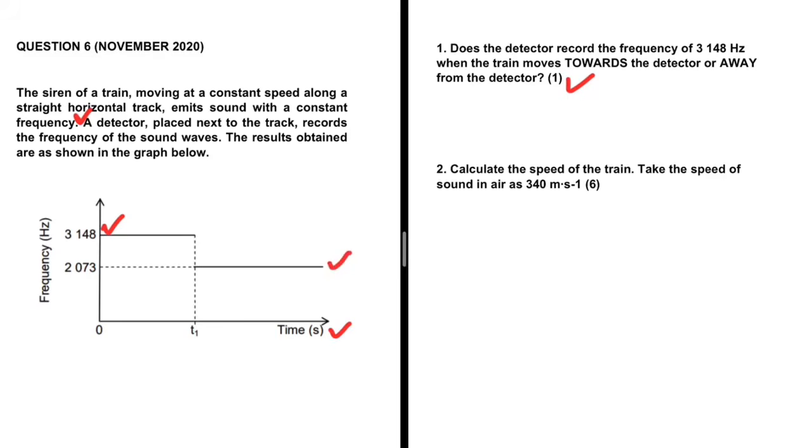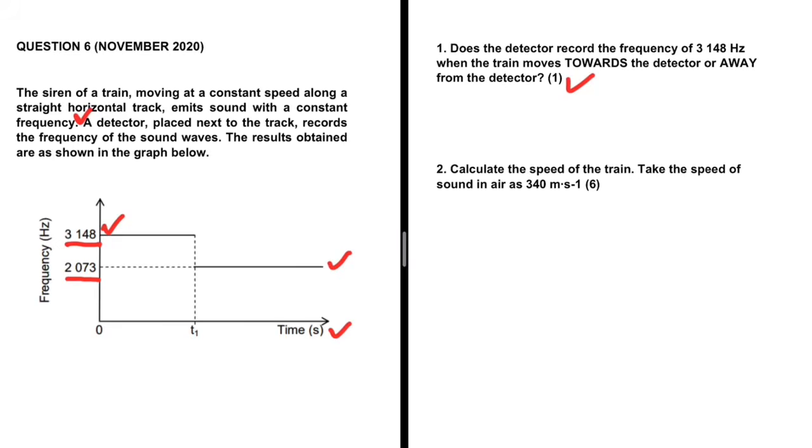Here where we have a higher frequency, that's where the train is moving towards the detector. And here where we have a lower frequency, the train is moving away from the detector. This makes sense because we know fully well that if a sound source is moving towards the listener, we have a higher frequency. And then when it is moving away, we have a lower frequency.